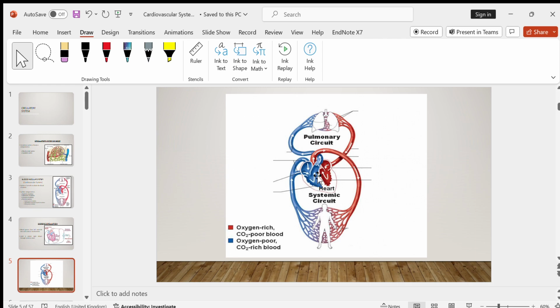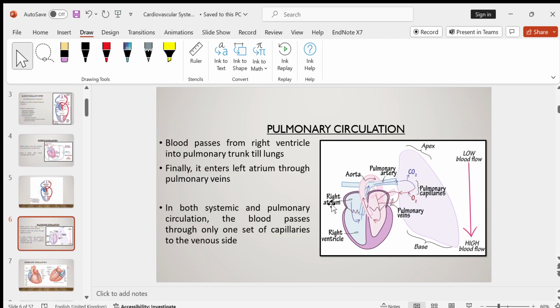In this picture, we can see that this circuit, starting from the left side of the heart, circulating through the entire body, and then returning to the right side of the heart, is called the systemic circuit or the systemic circulation. Next is the pulmonary circulation.